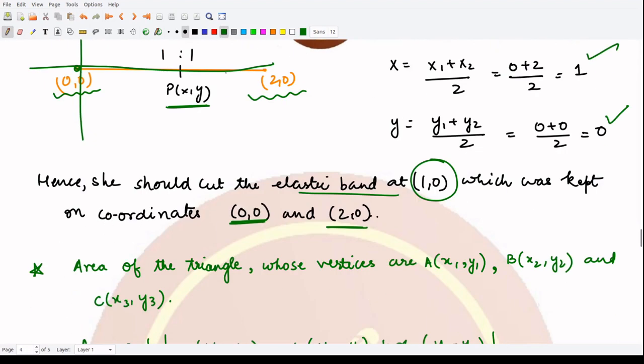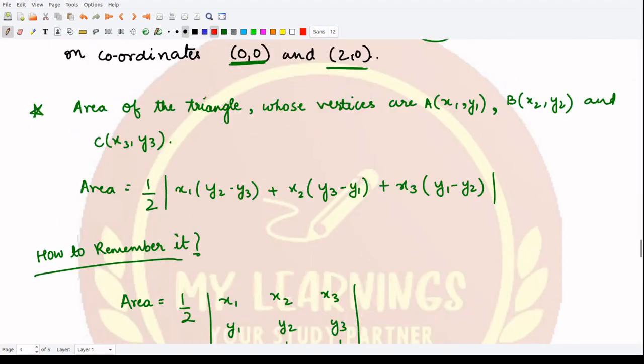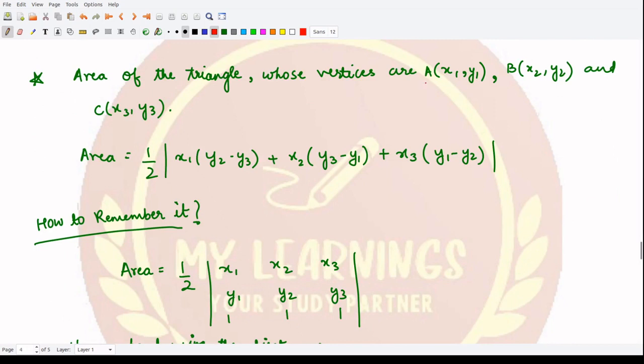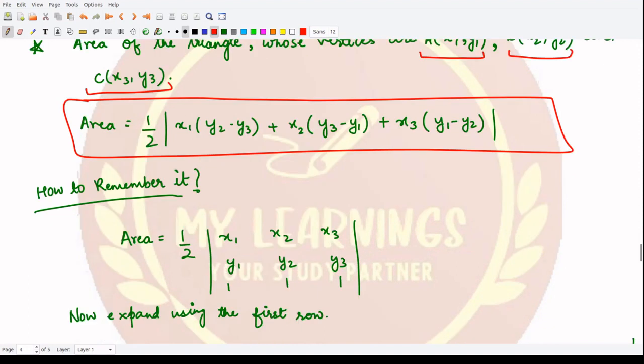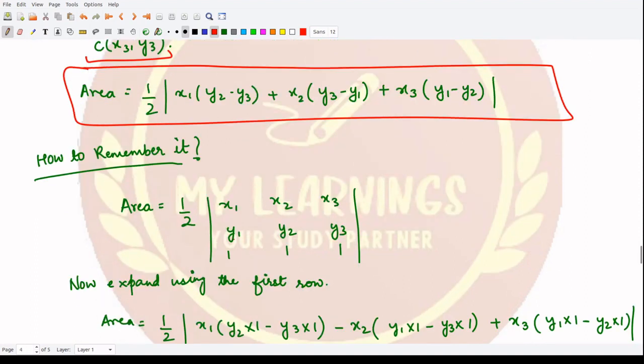Correct? For the next topic here, we have the area of a triangle, right? Suppose we are given some triangle with the points A, B, C having coordinates x1, y1, x2, y2 and x3, y3. Then the area is given by this formula. But how can you remember such a large formula without any mistakes? Here I have a trick. In order to calculate the area, you can write half here and solve this determinant. Actually this is the mod of this determinant, because you will be getting this positive value.